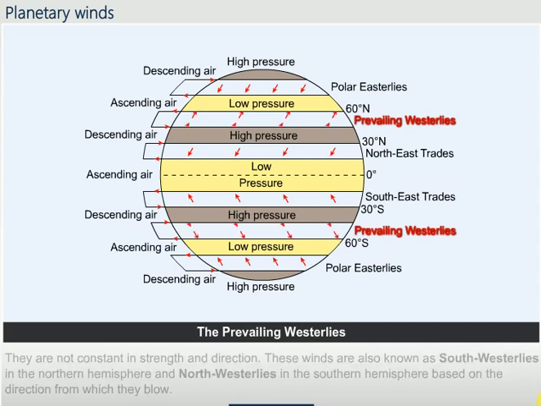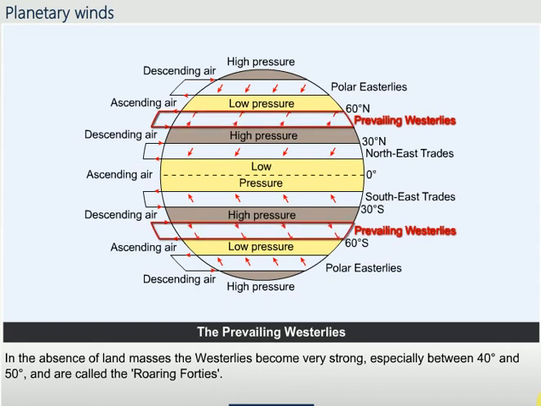In the absence of land masses, the westerlies become very strong, especially between 40 degrees and 50 degrees, and are called the roaring 40s.